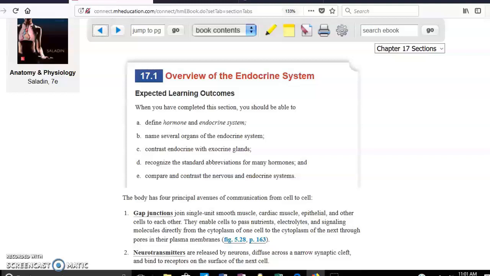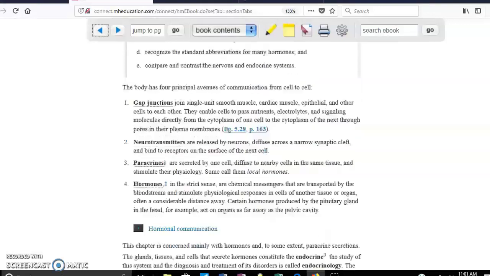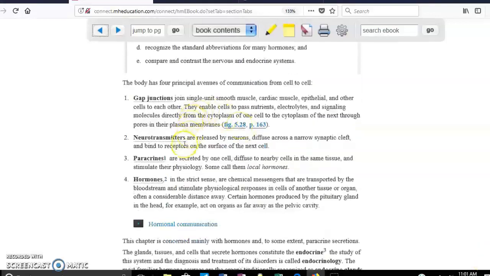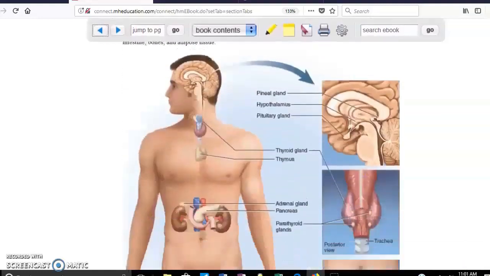Okay, this chapter is the endocrine system. We're going to see that cells have different ways to communicate with each other, and that's what you see right here. You have junctions, neurotransmitters in the case of the nerves, paracrines, and hormones. So in this chapter, we need to cover hormones because in the endocrine system, the glands are going to produce hormones. So which ones are the glands that we have in our system?